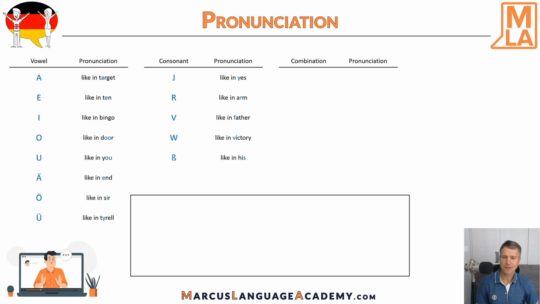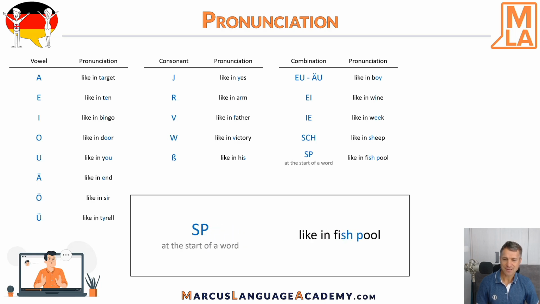In addition, there are a few combinations that should be mastered. EU or A umlaut U like in boy. EI like in wine. IE like in week. SCH like in sheep.